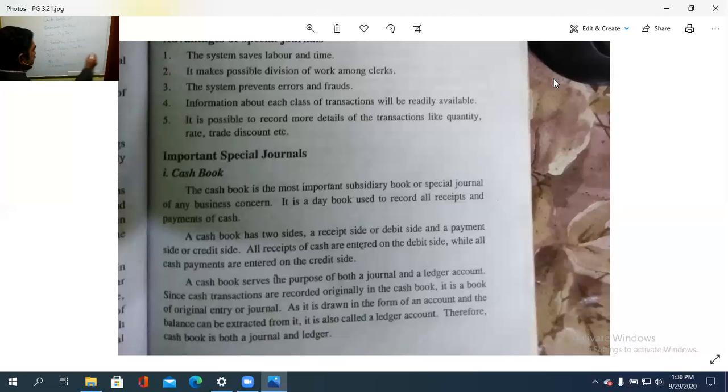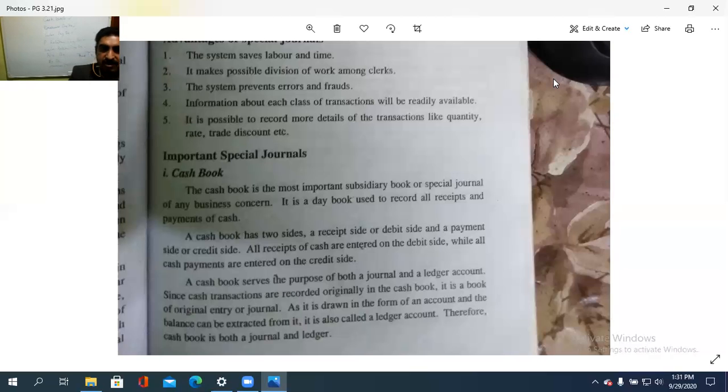So a cash book is like this. This is the receipt and this is the payment. So if it is a cash book, then the amount column is there like that. So we will see cash book in detail in the next class. So cash book has two sides, a receipt side or a debit side and a payment side or a credit side. All the receipt of cash must be entered on the debit side or the receipt side, and whatever the payments with regard to or outgoing cash is expensed out, that is coming on the payment side.